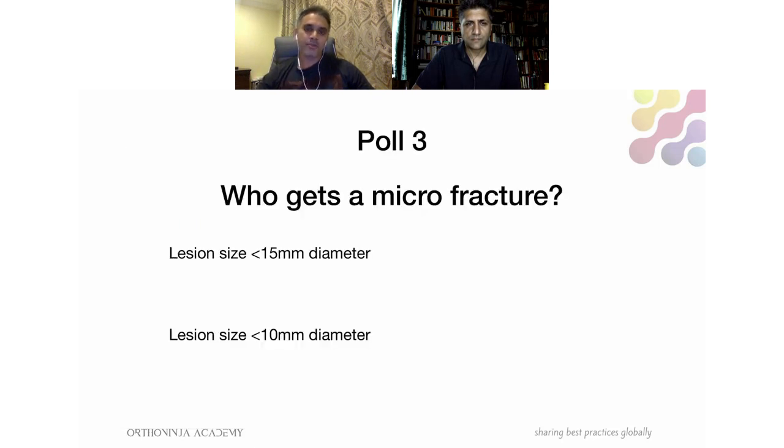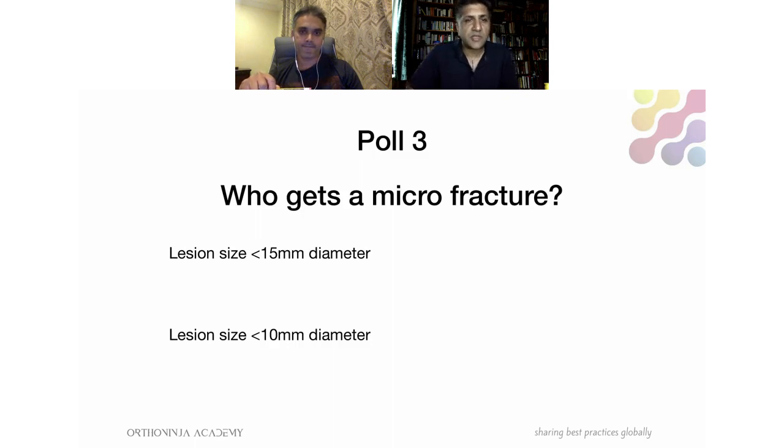And the question now I'm going to pose to all of us is, who do we microfracture? Do we microfracture patients who have a lesion which has a diameter of less than 15 millimeters or less than 10 millimeters? So Amer, what's traditional saying there?